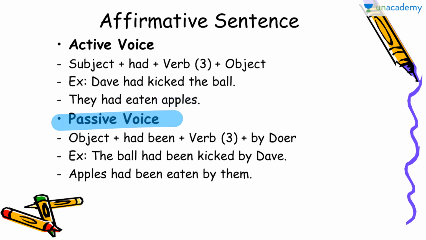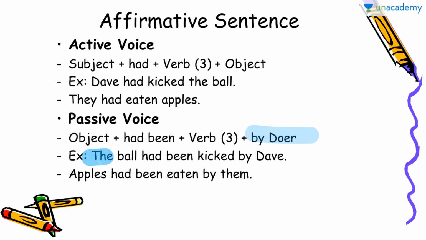Then in passive voice, you find that object of active comes in first place. It comes in the starting, then had been. So the only difference here is been in the combination of verb. Here the combination of verb was had plus verb 3 in active voice. Here the combination of verb is had been plus verb third form. And then at last we have the name of the doer.